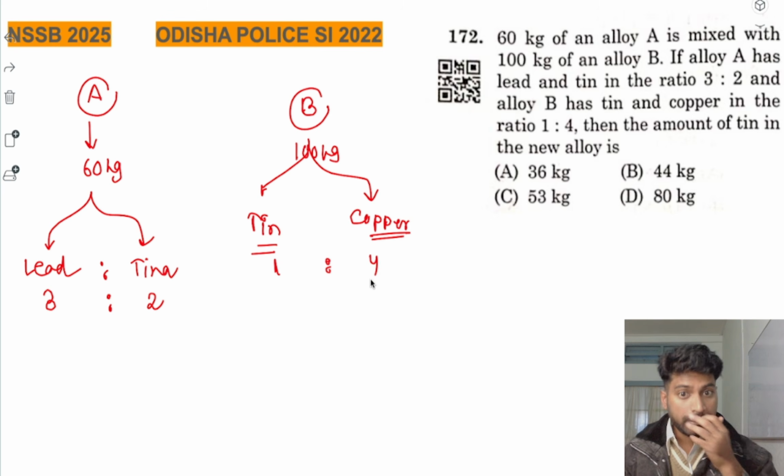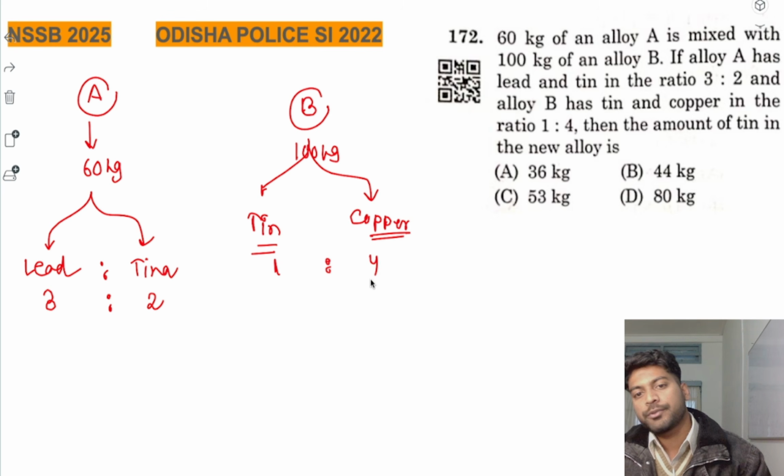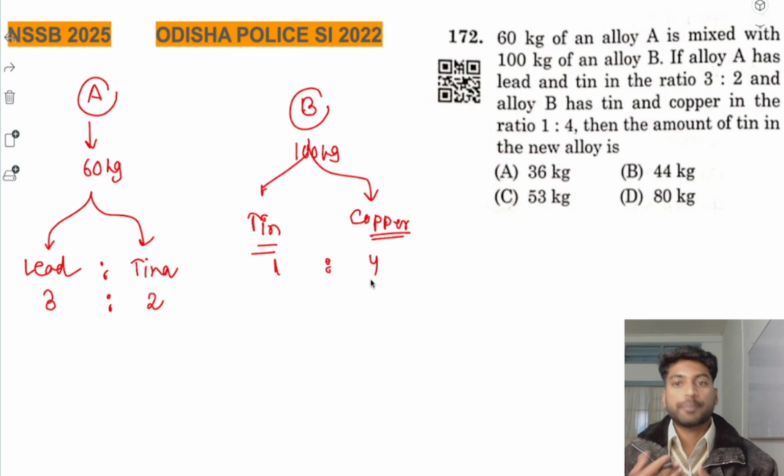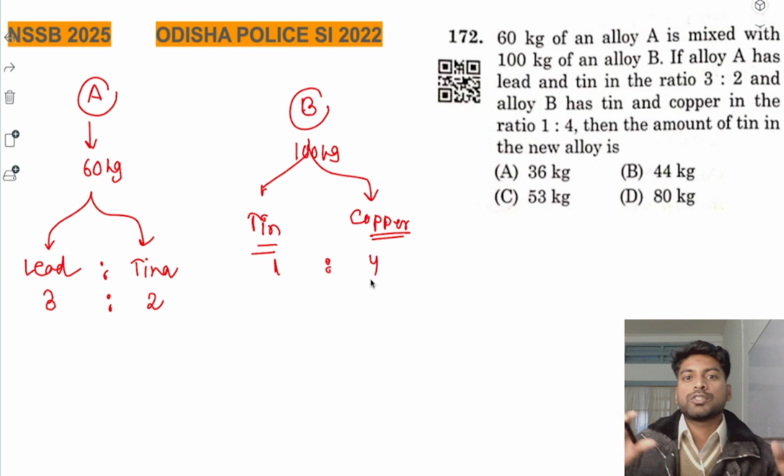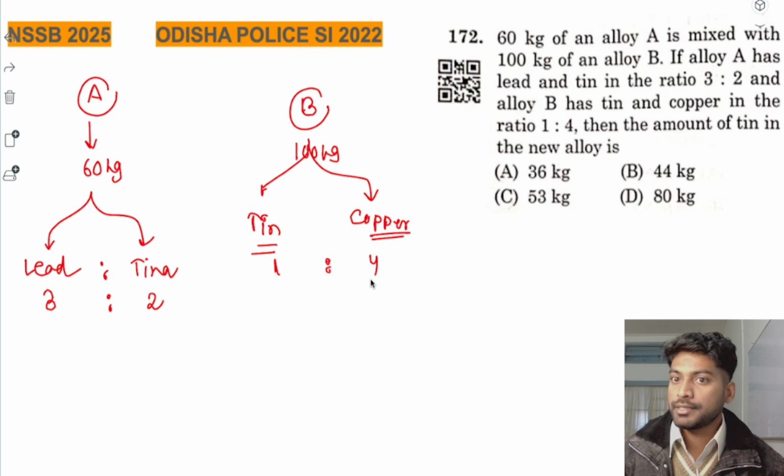We can do a shortcut also, but I don't want to give you the shortcut, I just want to explain. I can skip the calculations, but leave it. So they are asking, if the two alloys were mixed, then what will be the quantity of tin in the new alloy.